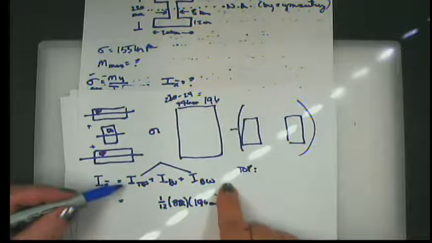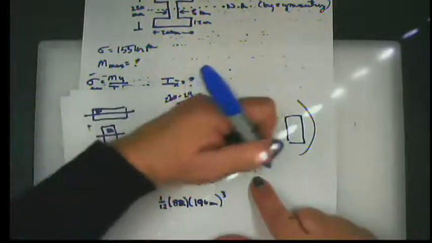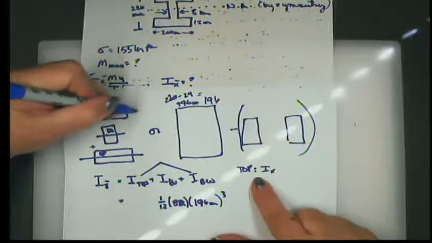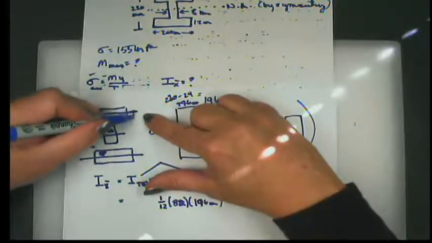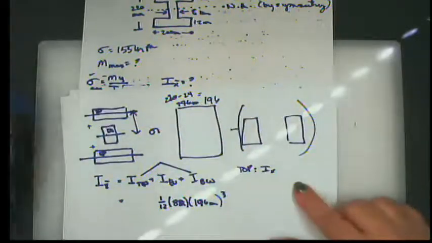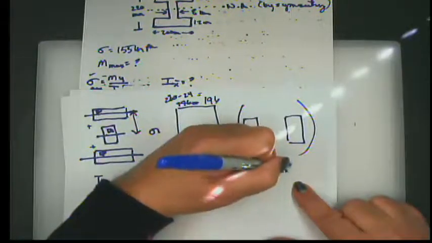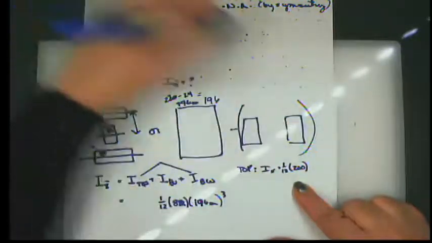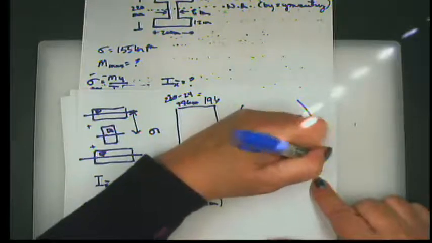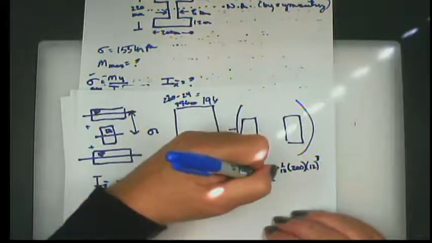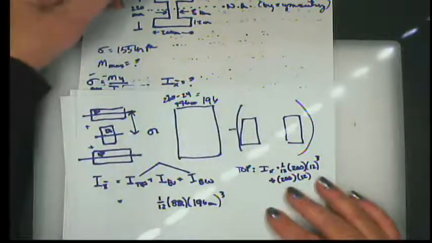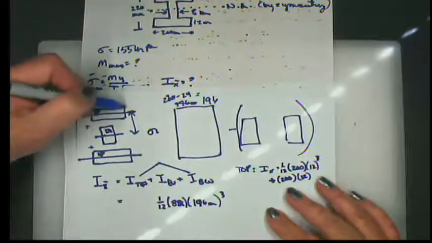Anyway, so if I look at the top, if I use the parallel axis theorem, what I want to do is move it from here, the centroid of this piece, down to the centroid of the entire object. So it's going to be 1/12 times the base, which is 200 millimeters, times the height just of that top flange, 12 to the third power. Then I need to add plus the area times the distance from here to here squared. Well, this is 6 millimeters down, right?